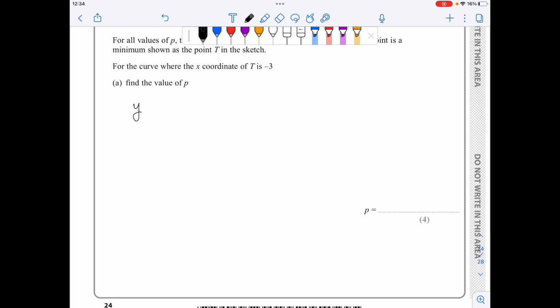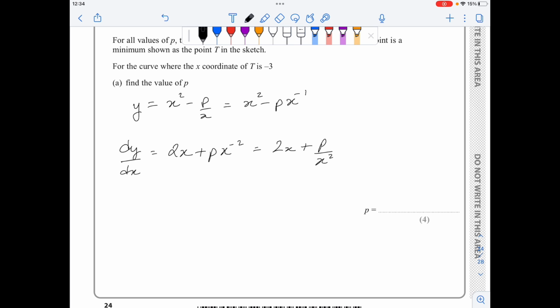I'll start by rewriting the equation in a form that allows me to differentiate. So this is x squared minus p x to the power of minus 1. So dy dx is equal to 2x. You bring the power down and then you reduce it by 1. Similarly, minus 1 times minus p will give me plus p x to the minus 2. Now I can rewrite this as 2x plus p over x squared.